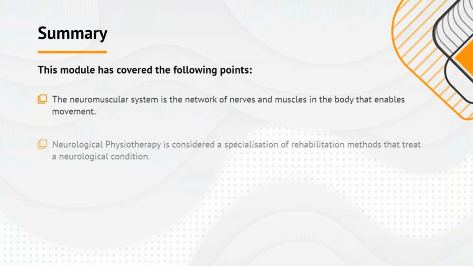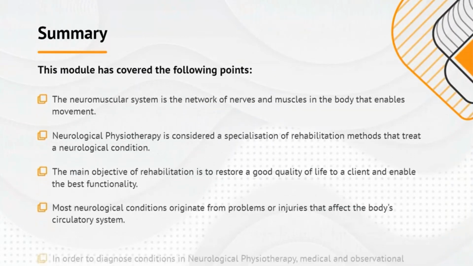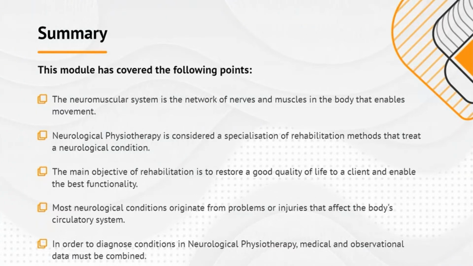Summary. This module has covered the following points. The neuromuscular system is the network of nerves and muscles in the body that enables movement. Neurological physiotherapy is considered a specialization of rehabilitation methods that treat a neurological condition. The main objective of rehabilitation is to restore a good quality of life to a client and enable the best functionality. Most neurological conditions originate from problems or injuries that affect the body's circulatory system.